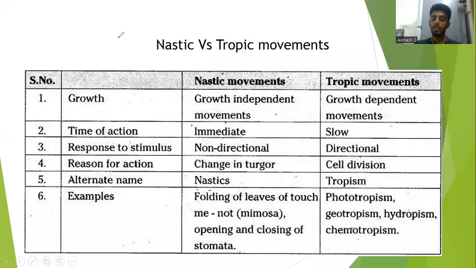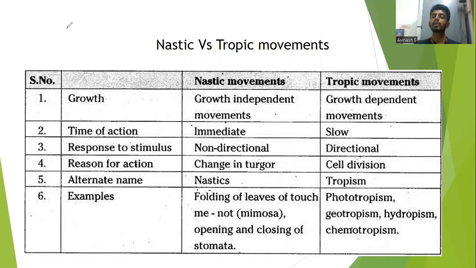That's very important. The opening and closing of stomata is controlled by guard cells, but how? Again by water. If water gets into the guard cells, they swell and the stomatal pore is open. And if water is lost, they shrink and the stomatal pore closes. All this we have learnt in life processes. And also when it comes to tropic movement, the examples are phototropism, geotropism, hydrotropism, chemotropism, and also two other tropisms, thigmo and thermo as well.